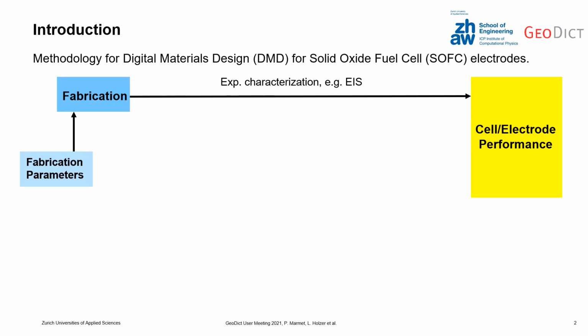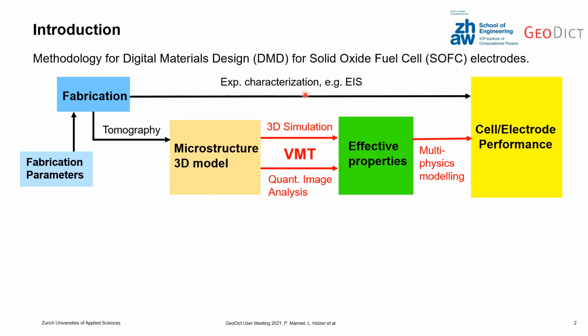As an introduction, I will present the methodology for digital materials design for SOFC electrodes. To optimize such electrodes, you need to establish a relationship between the fabrication parameters you can tune and the electrode performance. Experimentally, you can do this by fabrication and characterization of the cells. To get more insight, you can reconstruct the 3D microstructure using tomography.